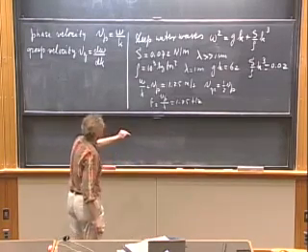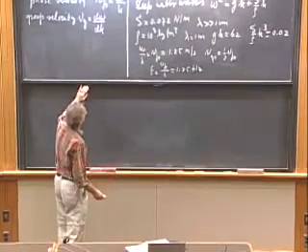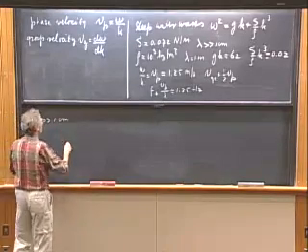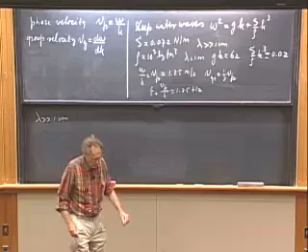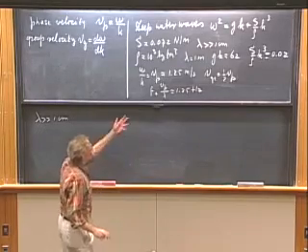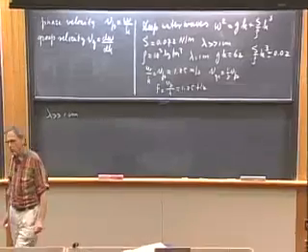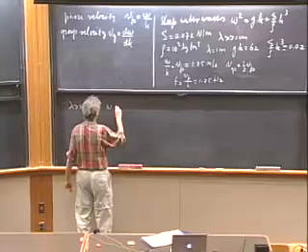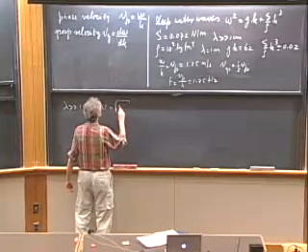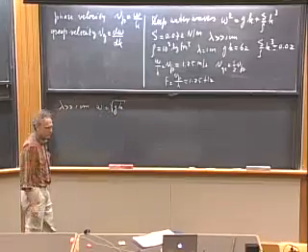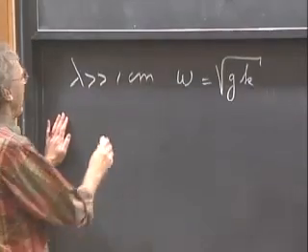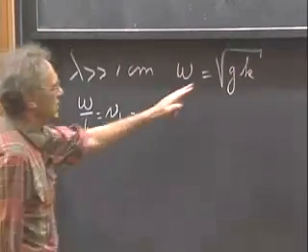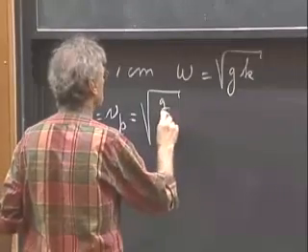If we have the case that lambda is much larger than 1 centimeter, I will continue here. So lambda is much, much larger than 1 centimeter. I can use the dispersion relation, and I can calculate now what the phase velocity and the group velocity is in general terms. So I know now that omega, to a high degree of approximation, is the square root of gk, because I forget the s term. And so omega divided by k, which is the phase velocity, is therefore the square root of g divided by k.